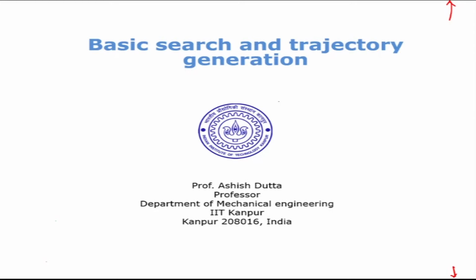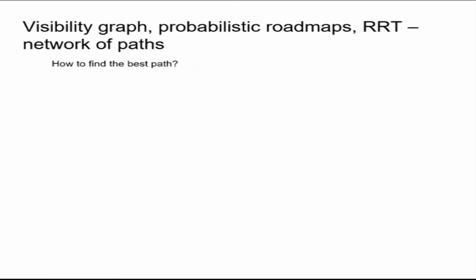So today we'll be looking at basic search, and then we'll look at trajectory planning. Now, what we have been doing so far is we looked at various methods like roadmap methods, in which we had a visibility graph method, in which we found a network of paths to take you from an initial point to a final point. Then we looked at probabilistic roadmap methods. Then we looked at RRT.